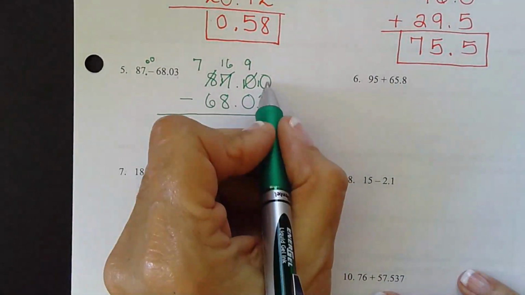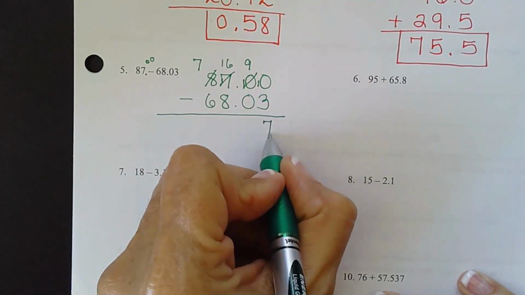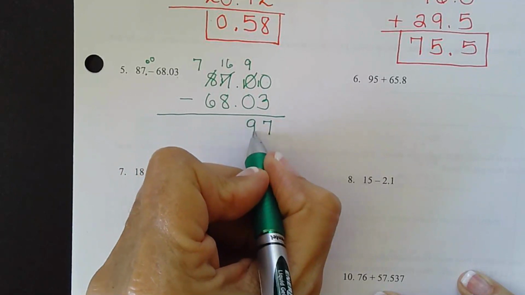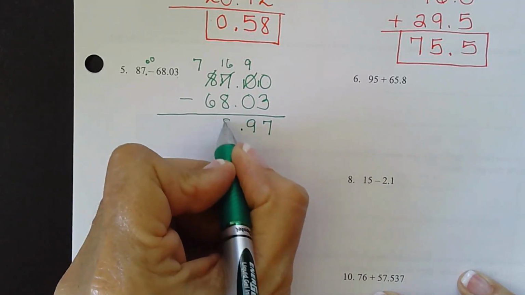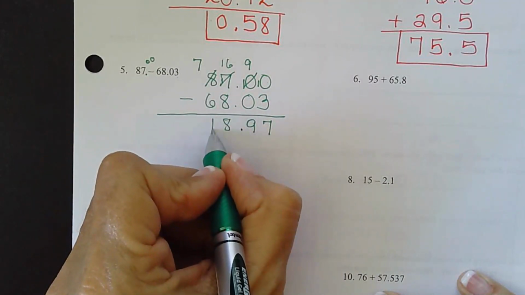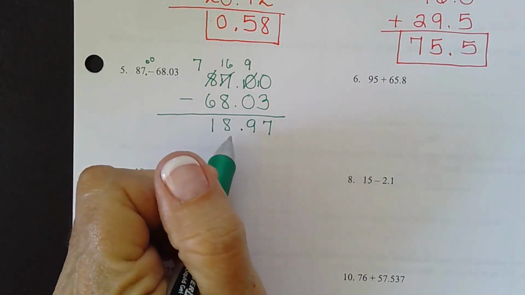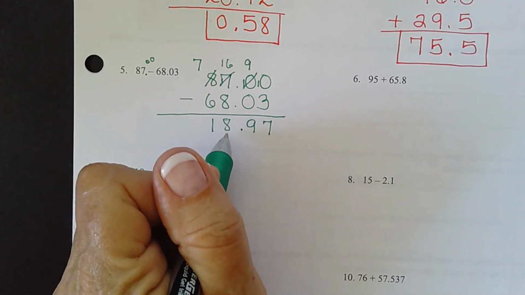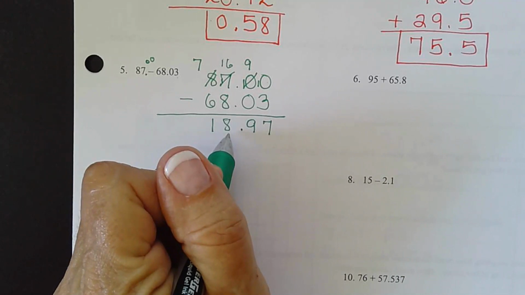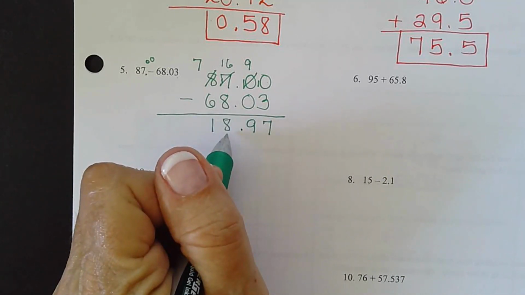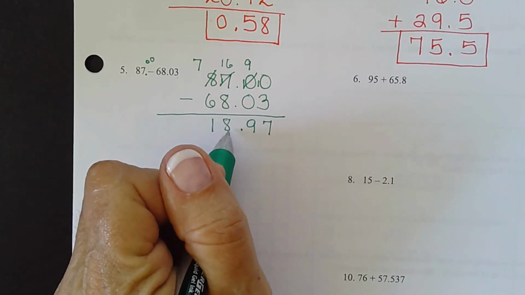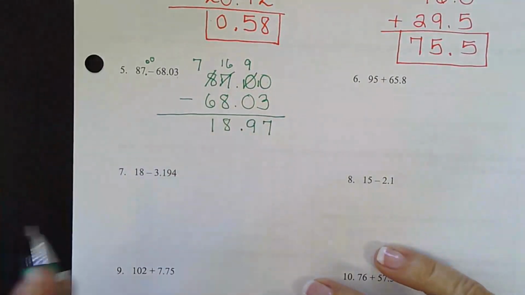And that's going to be 10 minus 3 is 7. 9 minus 0 is 9. 16 minus 8 is 8. 7 minus 6 is 1. So that would be 68, 78, 88. Minus 187. Yep, that looks good.